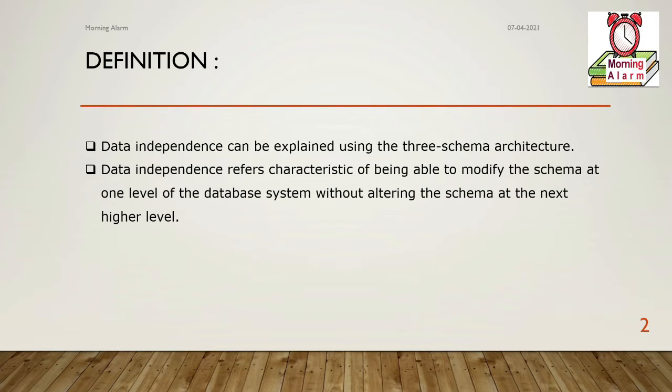Look at the definition. Data independence can be explained by using the three schema architecture. As previously said, data independence completely depends on the three schema architecture. Data independence refers to the characteristic of being able to modify the schema at one level of the database system without altering the schema at the next higher level. Which means, if you remember the diagram of a three schema architecture, it is very easy to understand.